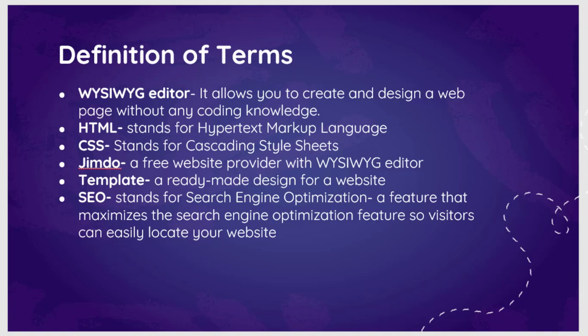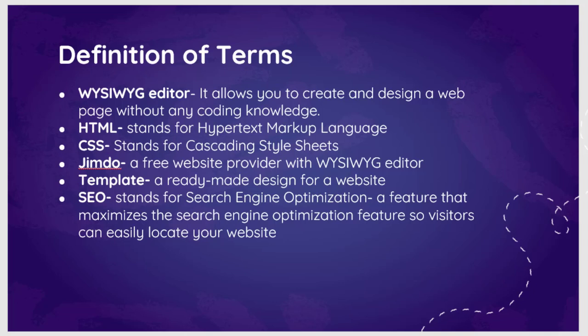Jimdo is a free website provider with what you see is what you get editor. A template is a ready-made design for a website. So for example, if you're using Blogspot or maybe WordPress, it has already predefined templates that you can just use and you would be able to create your own website. And then we have SEO, stands for Search Engine Optimization. It is a feature that maximizes the search engine optimization feature so that visitors can easily locate your website.